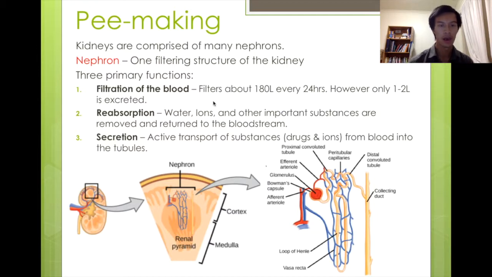And finally, it's also used in the active transport, or the removal or secretion, of other things that your body doesn't want, such as drugs and other ions, into the tubules.